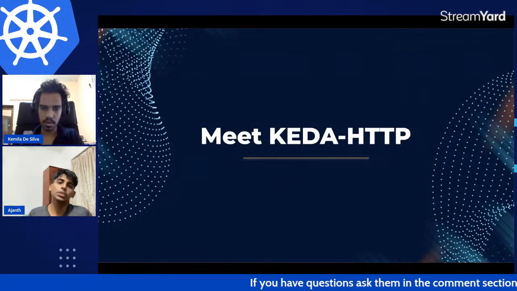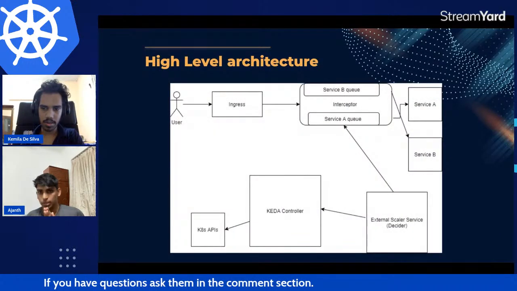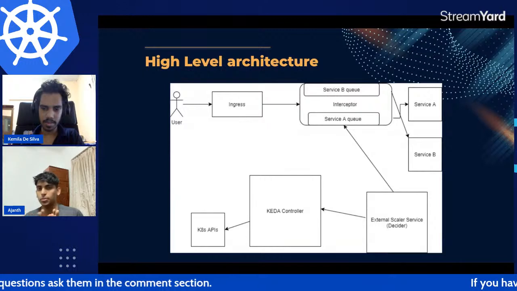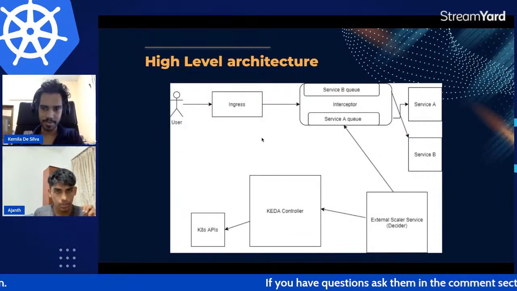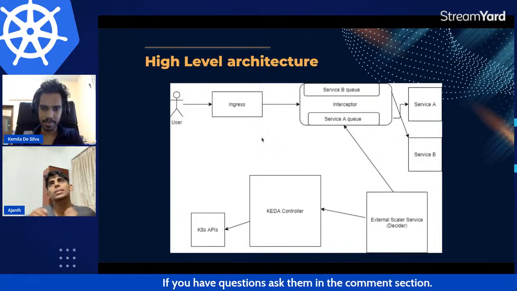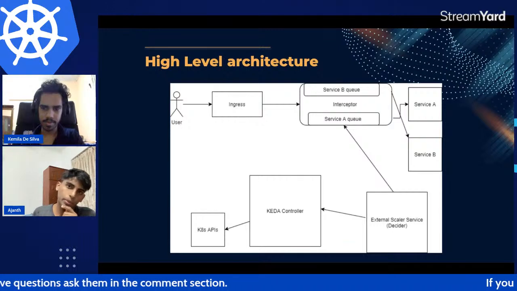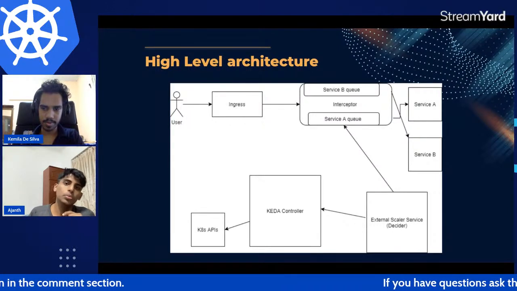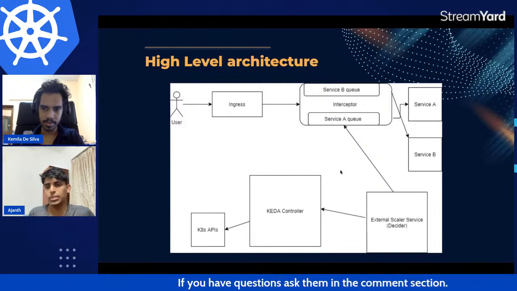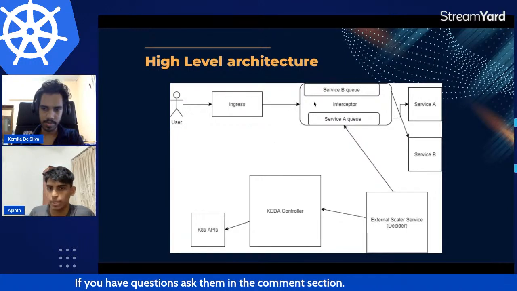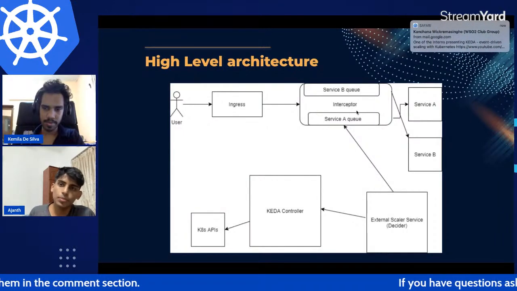In KEDA HTTP, this is currently the high-level architecture of how everything works. Right now KEDA HTTP is at version 0.1, and version 0.2 is going to be out soon. This architecture represents a multi-tenant interceptor, which will be part of the new release.